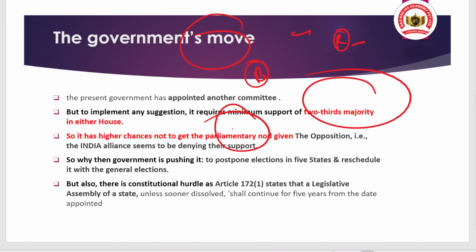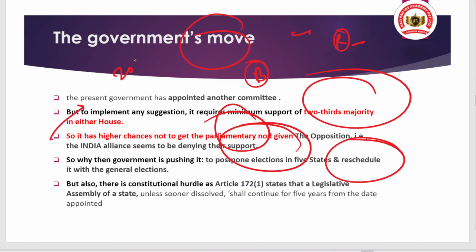So why then is the government pushing? There is a higher chance that the government may be trying to postpone the elections which are going to be conducted this year in the 5 states, and by postponing they may reschedule them with the general election that is going to happen in 2024.